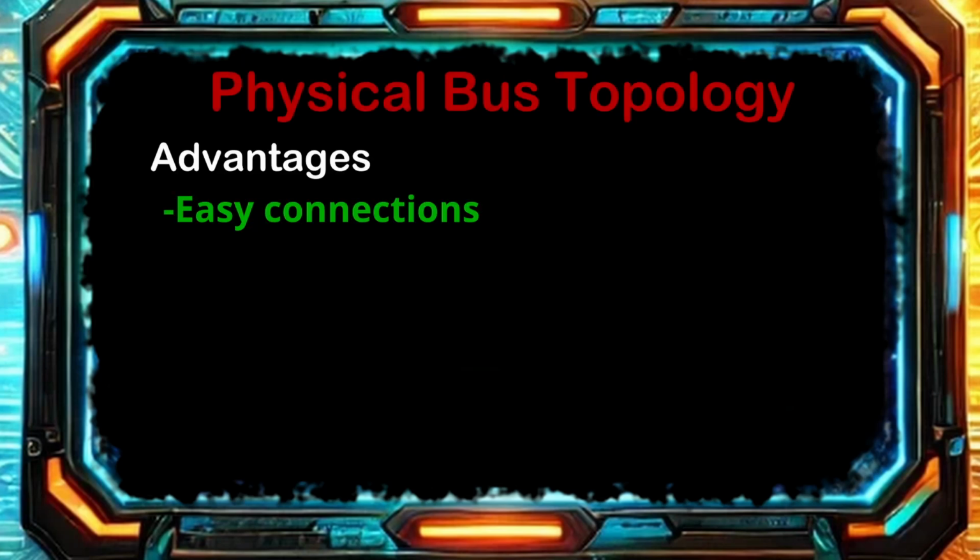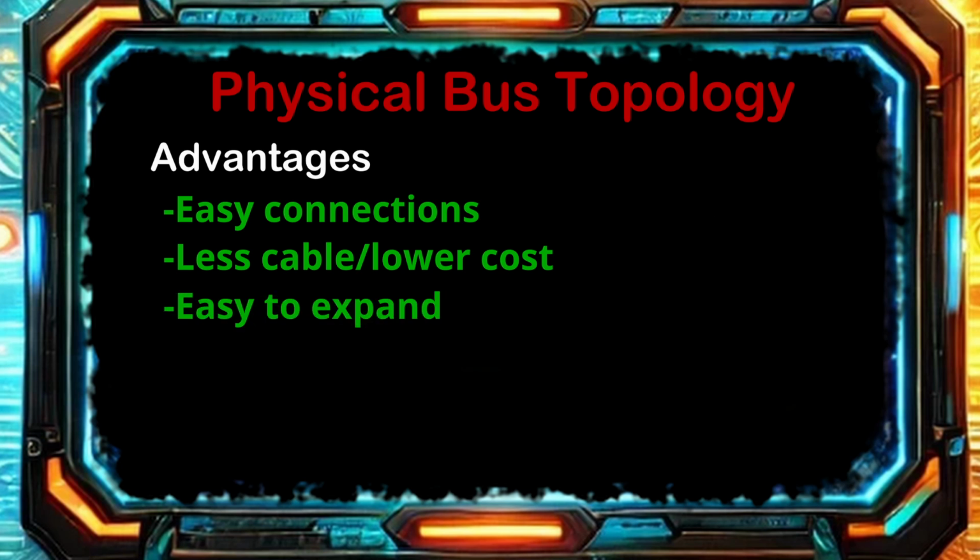The Ethernet bus topology has several advantages. For example, it's very easy to connect a computer or other devices to a bus cable. And since all the devices are connected to the same linear cable, the network uses less cable than other star topologies. This means it costs less to implement. It's also very easy to expand, making it ideal for smaller networks.